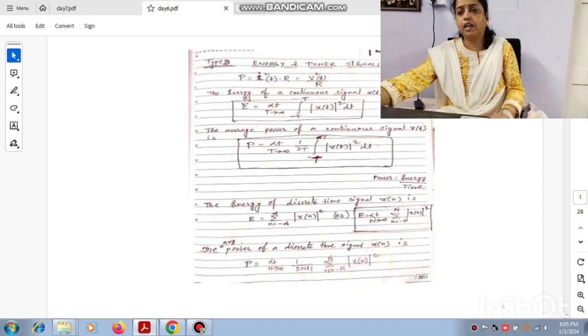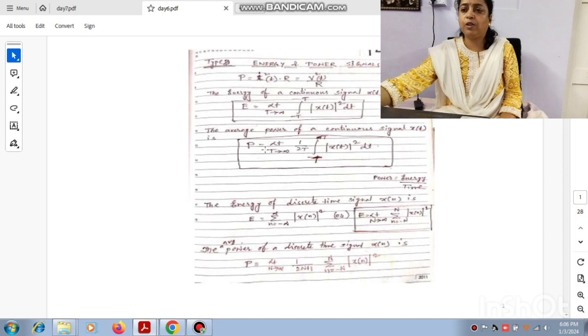In order to find the energy of the signal, this is the formula for a continuous signal: limit T tends to infinity, integral from minus T to T, the lower limit minus T, upper limit T, but T value is infinity, of magnitude of x of t squared dt. Once we find this energy, then for power we have to divide that by time. From minus T to T, the total time is 2T, so it is divided by 2T. These two formulas can be used for finding the energy and power of a signal. Any signal given to us, we can easily calculate its energy and power.